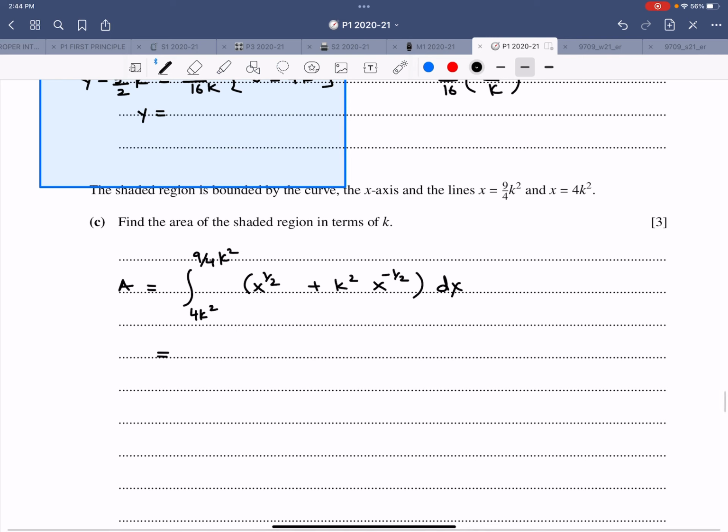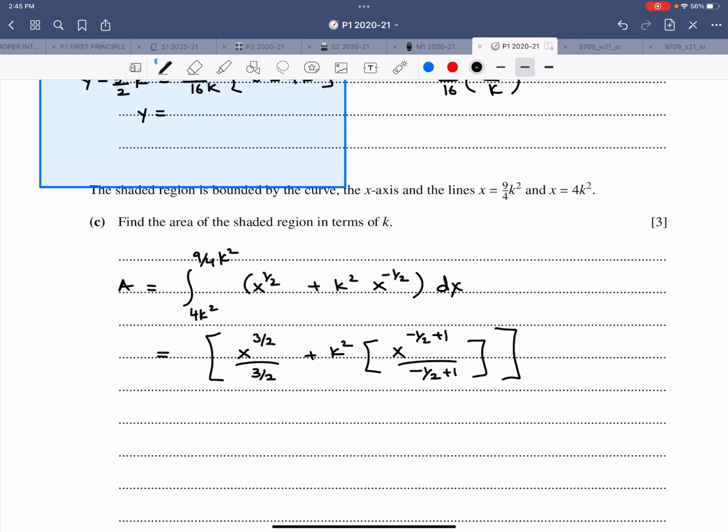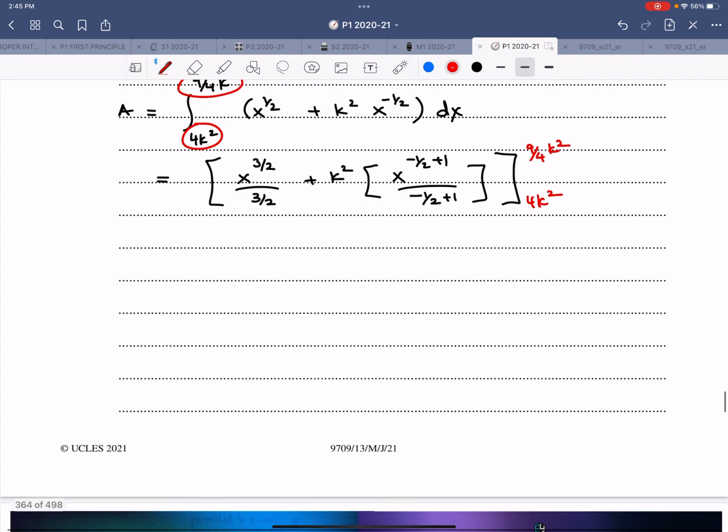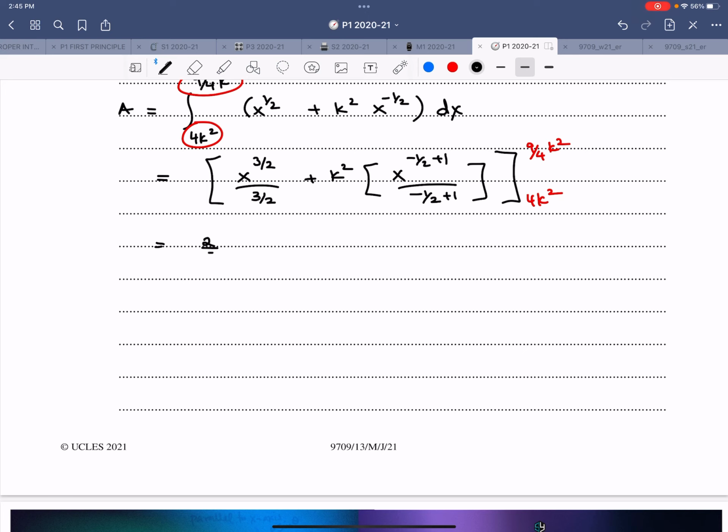This is x raised to power of half plus 1, 3 over 2, division by 3 over 2, k square as it is, x raised to power of minus half plus 1, minus half plus 1, no constant of integration, only limits. One of the limits is 4k square and the other limit is 9 over 4k square at the top. Okay, now let's simplify it a bit. This is 2/3 x raised to power of 3 over 2. This is k square, minus half plus 1 is half, division by half is multiplication by 2, and this becomes root x, and the limits are here.